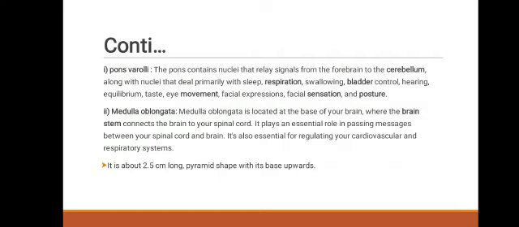Second one, medulla oblongata. The medulla oblongata is located at the base of your brain, where the brainstem connects the brain to your spinal cord. It plays an essential role in passing messages between your spinal cord and brain. It is also essential for regulating your cardiovascular and respiratory systems. It is about 2.5 centimeters long, pyramid shaped with its base upward.